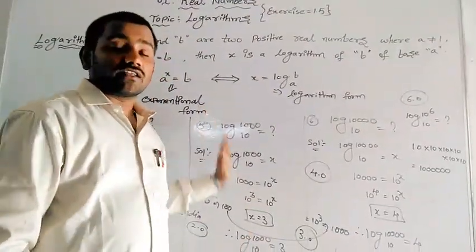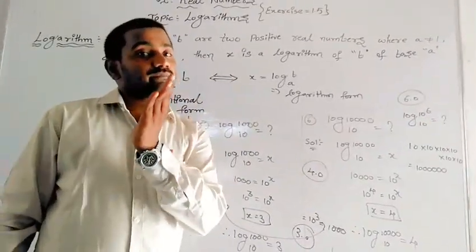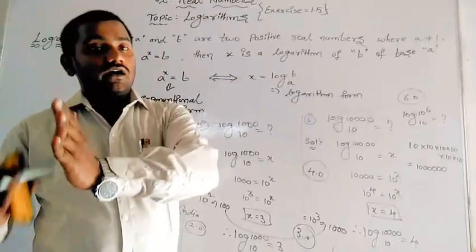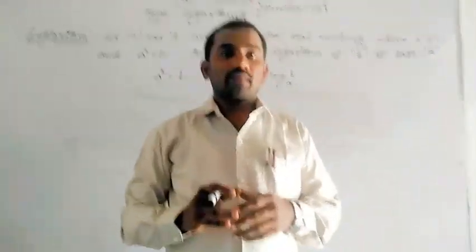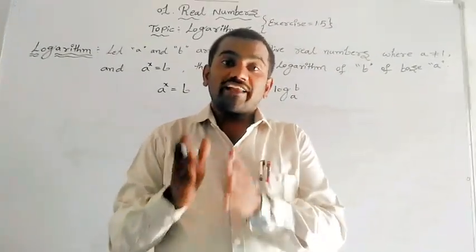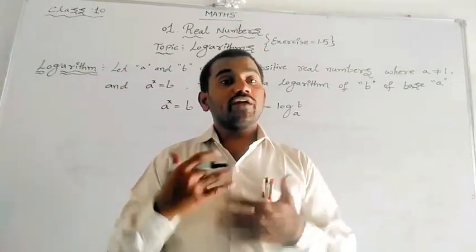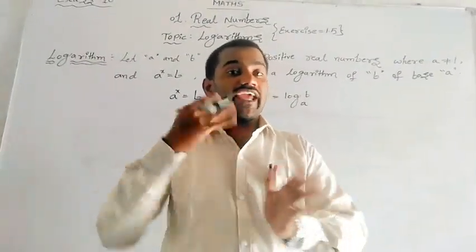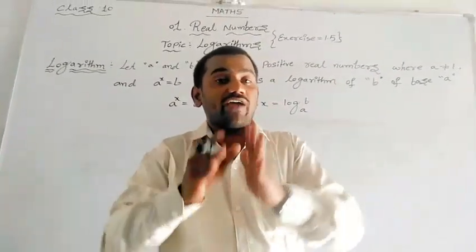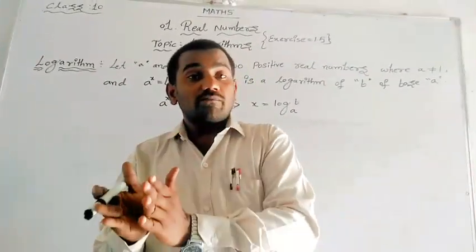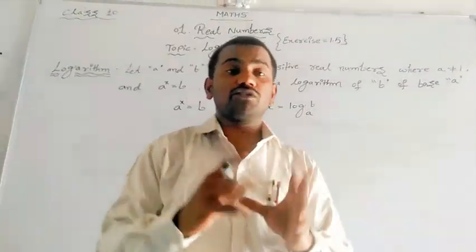So some of the logarithm values are rational numbers, and some of the logarithm values are irrational numbers. Where we can express the value in exponential form and get an exact value, there we get a rational number, or else we get an irrational number. So I will tell you some examples here.